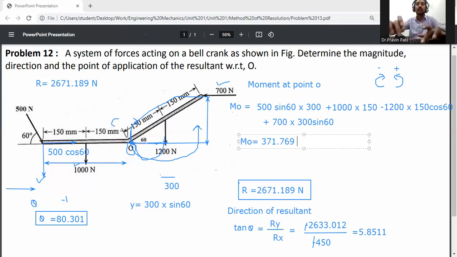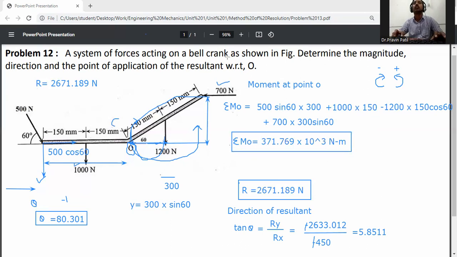It will be 371.769 into 10 raised to the power 3 Newton meter. This one is the summation of moment at O.